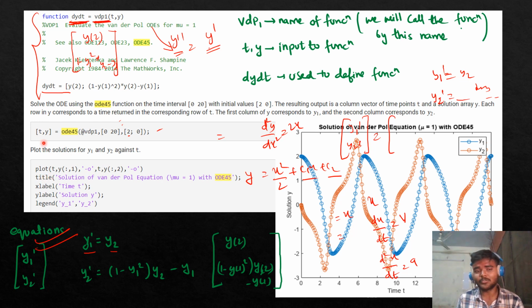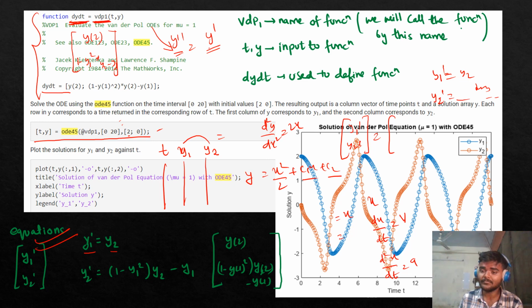Now I will tell you about the output of this function. The output will give three columns. As I've told you, this is a double-order differential, so in one place it will give you the value of y1, and in the second it will give you y2, and there is a connection between y1 and y2. Y2 is the differential of y1. I told you y1 dash is equal to y2. So this is the relation also.